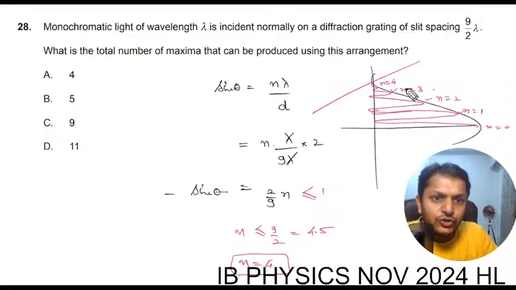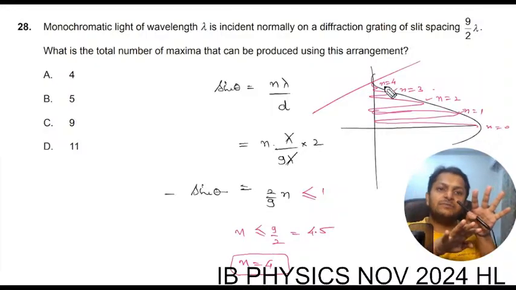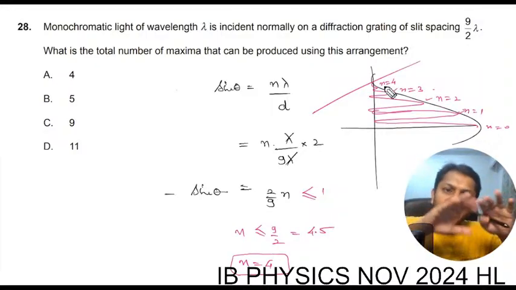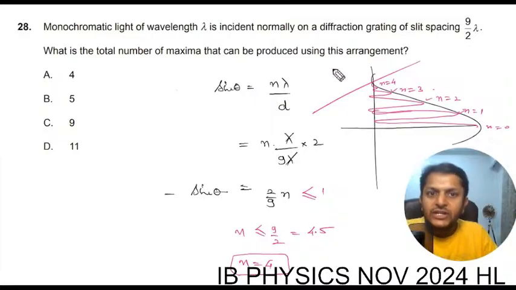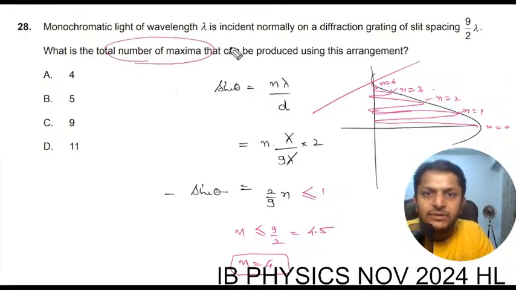So 1, 2, 3, 4. So 4 maximas will be housed inside the diffraction pattern. So this is interference pattern modulated with diffraction. How many total number of maximas can be seen now?